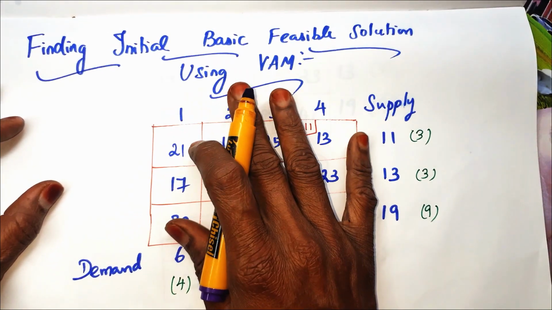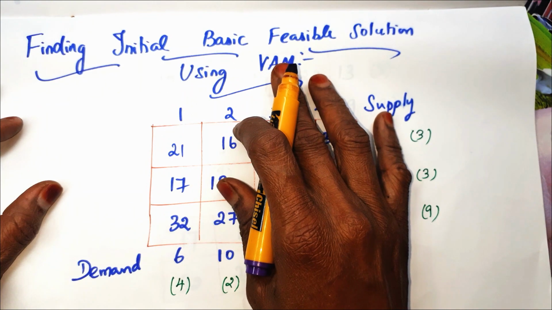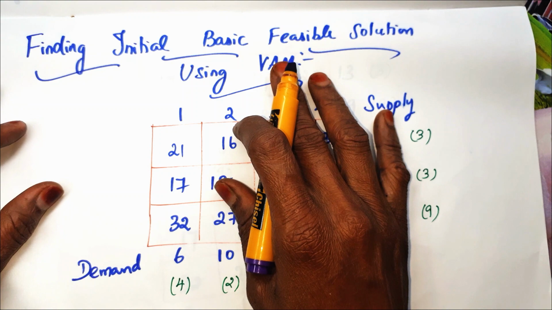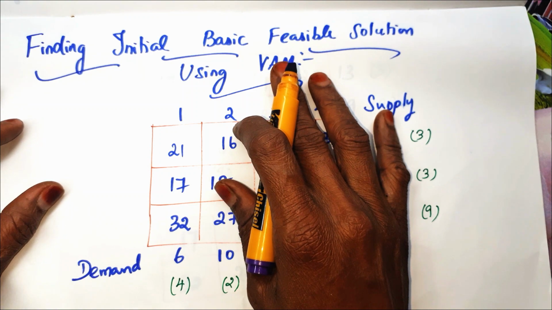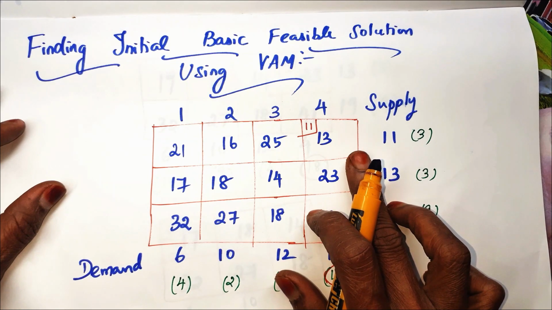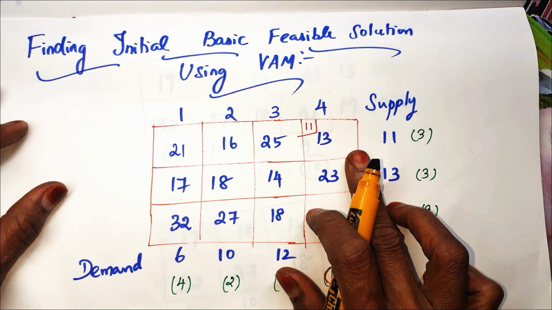So what is the first step? This VAM has another name. It is called method of penalties. So first we have to calculate penalties for every row and column. What do you mean by a penalty? For example, if I consider this row, what do you mean by a penalty? Penalty means the difference between the minimum and the next minimum.